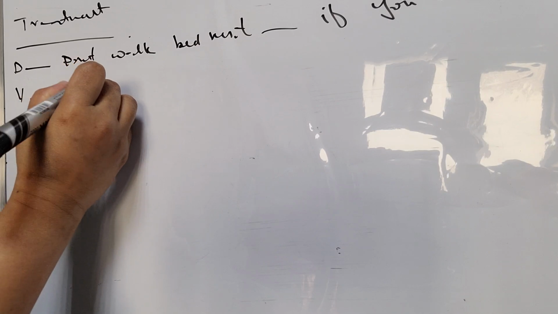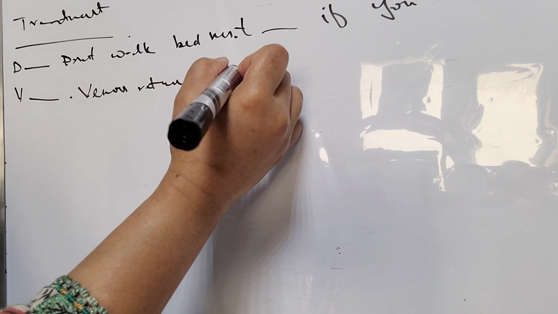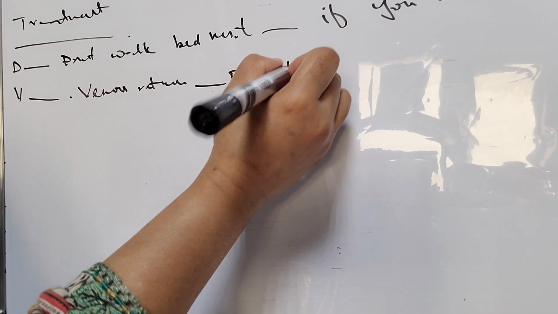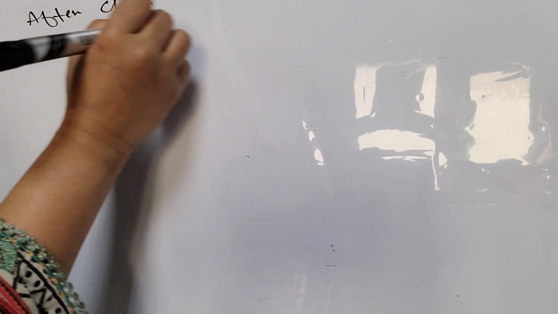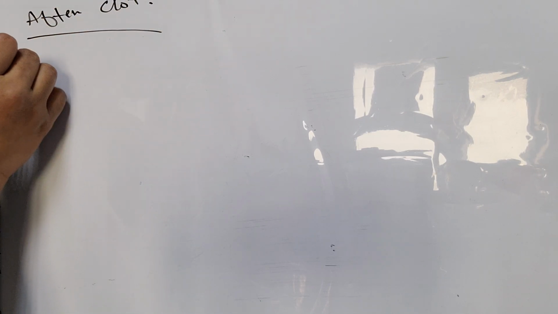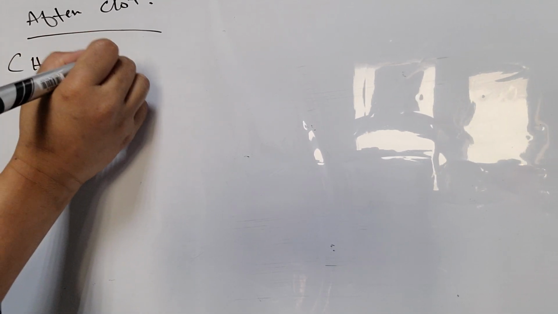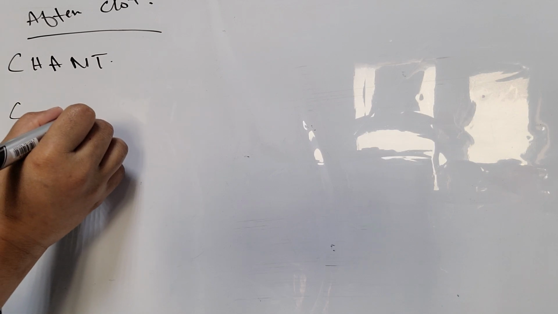And venous return. V means venous return. Venous return means elevate your leg. The treatment after clot. After clot means the treatment has already been given for the clot. So now what we will do, keep in your mind the word CHANT, C-H-A-N-T, chant. C means calf exercise.